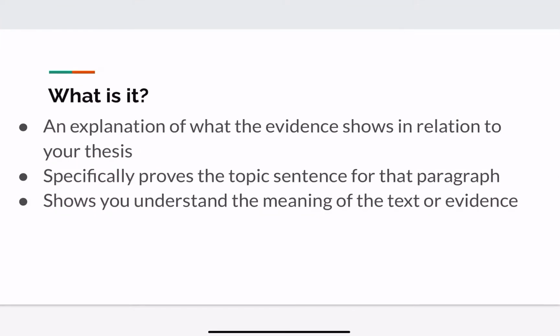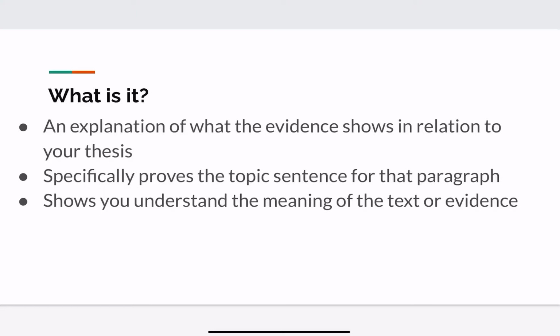Analysis is an explanation of what the evidence shows in relation to your thesis statement. And within each paragraph, it specifically proves what's in the topic sentence. So the analysis should, for each paragraph, only relate to the topic sentence for that paragraph. Everything within the same paragraph should be connected.